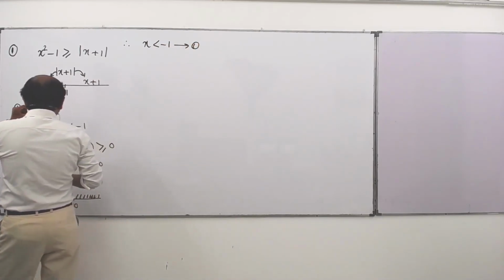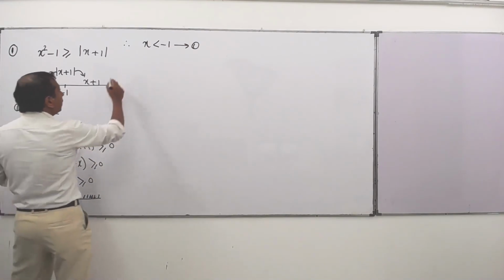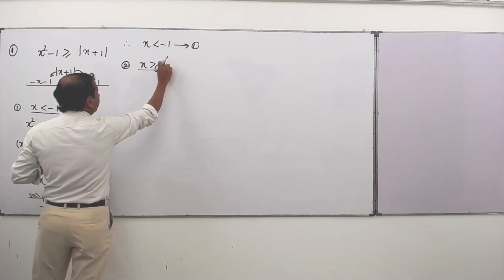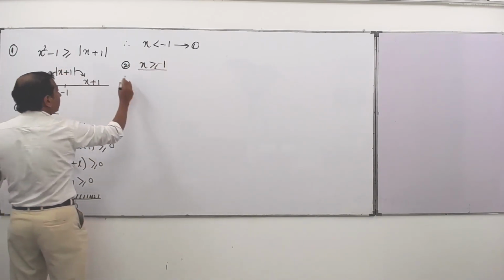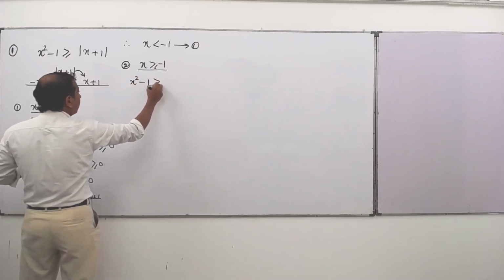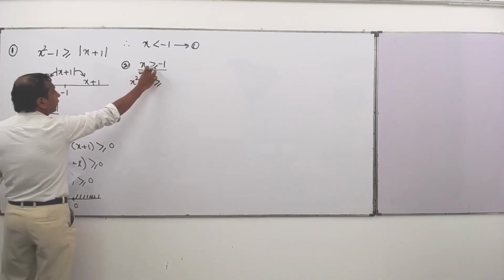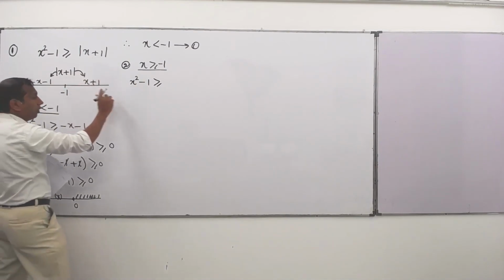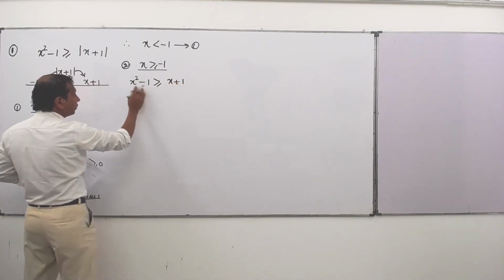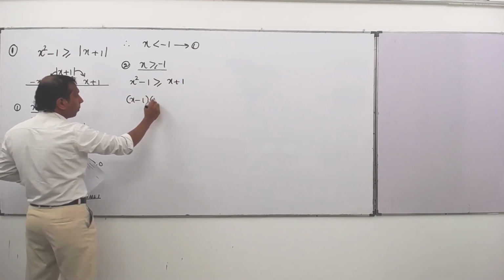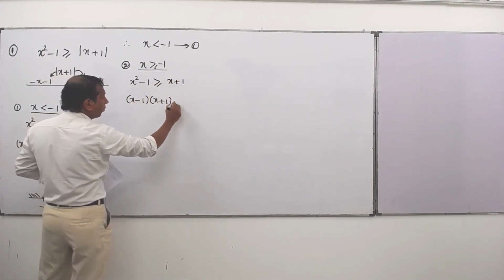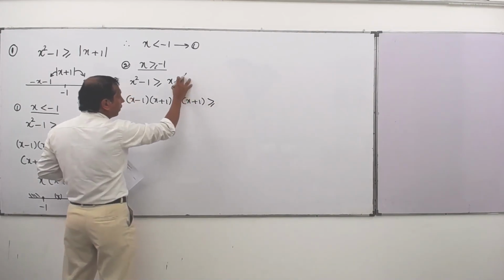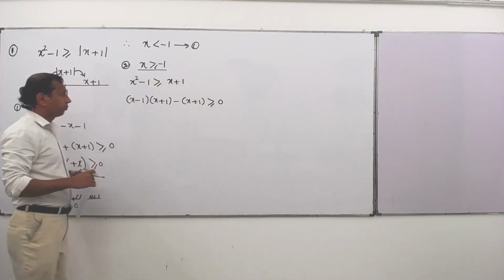Secondly, we solve the same question in the interval x greater than or equal to minus 1. In that interval, we discuss, we solve this question. Now, we'll write that inequality in that interval: x squared minus 1 greater than or equal to, when x greater than or equal to minus 1, mod x plus 1 is equal to x plus 1. This will be x plus 1. Right. So here you can factorize x minus 1, x plus 1. Take this side, minus x plus 1, right? Now, once you take this side, we have on the right hand side 0.